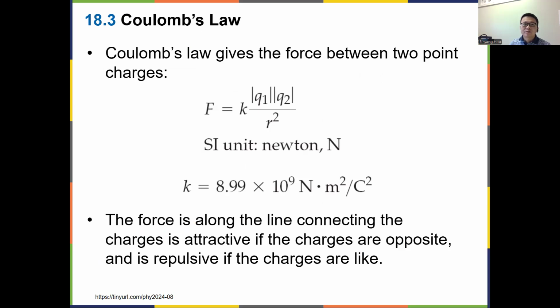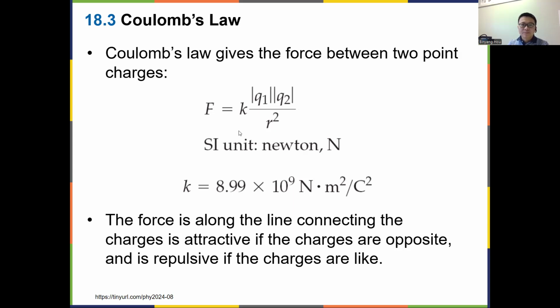We'll move on to the next section on the interaction between charges. This is governed by Coulomb's law, which tells you how to calculate the force between two point charges. If you have two charges nearby each other with a separation of r, the force between the two will be equal to a constant k, called Coulomb's constant, times the absolute values of the two charges. You can have a positive and negative, or both negative or both positive. Then divide by the separation between the two charges squared.